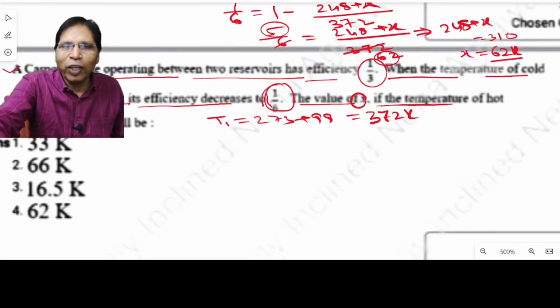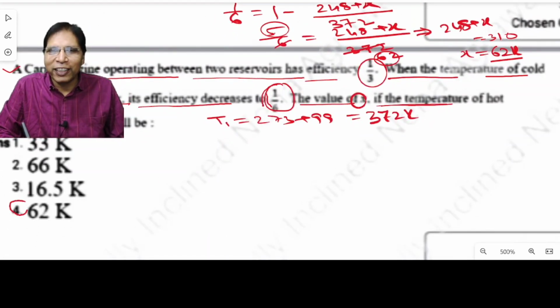Now what are the options? Look at this, option 4 is correct.